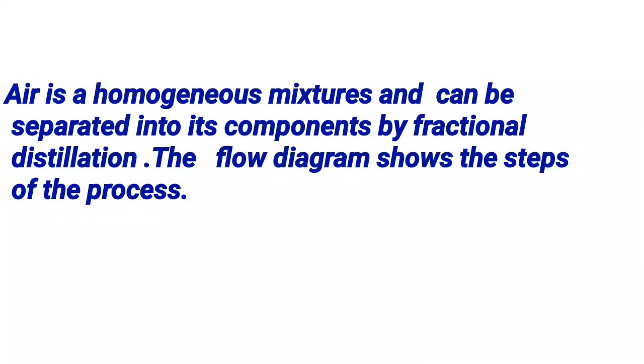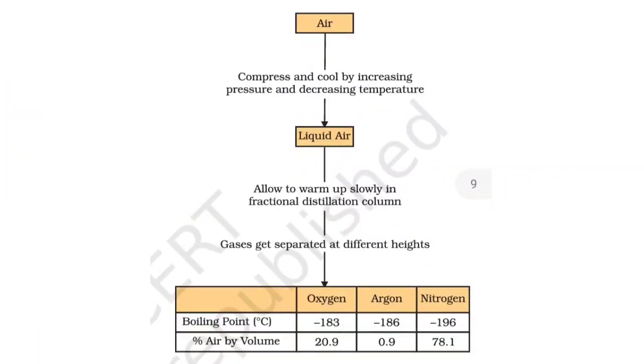The flow diagram shows the steps of the process. Air is compressed and cooled by increasing the pressure and decreasing the temperature. So then we get liquid air. The liquid air is allowed to warm up slowly in a fractional distillation column.